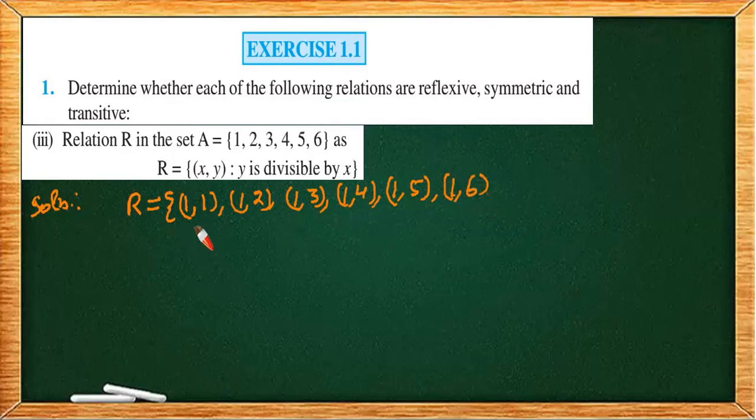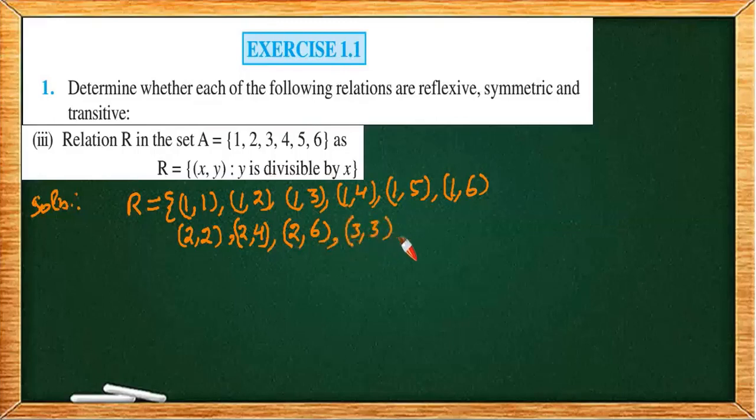Now we take 2. So 2 divides itself. 2 divides 4 because y is divisible by x. So we have to write in this way. We have to apply this definition, y is divisible by x. Now if we take x as 2, then multiples of 2 will be here. So 4 is there, then 6 will be here. So it is the technique to write. Next, we take 3. So 3 divides itself. So 3 is related to 3. Now multiple of 3 is 6. So 3 divides 6. Okay.